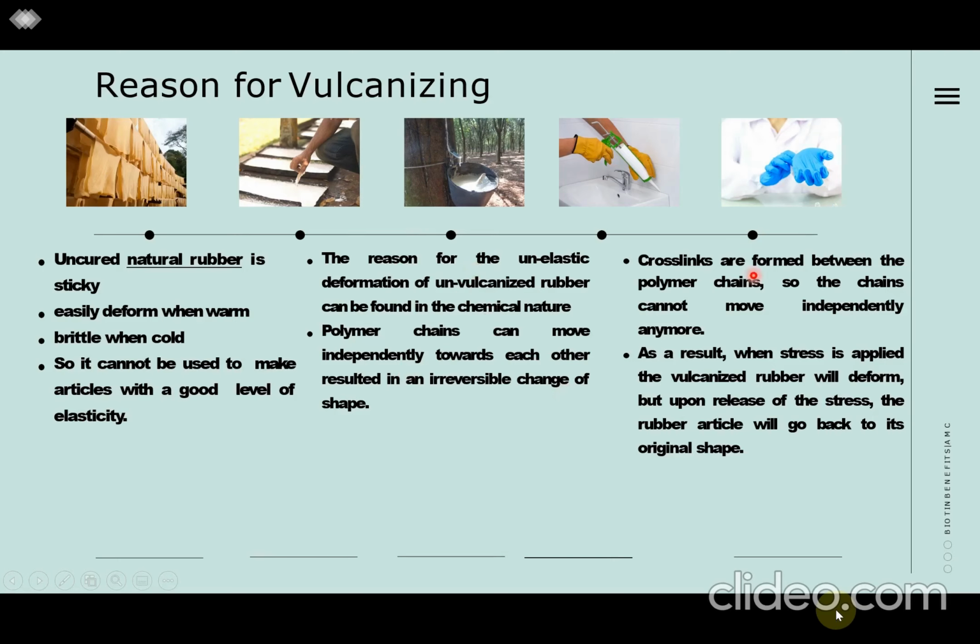These cross-links form bridges between the polymer chains and tie the chains together. Upon external force, the chains cannot move independently anymore. As a result, the vulcanized rubber will bounce back to its original position when the stress is released, due to the bridges that tie the chains together.